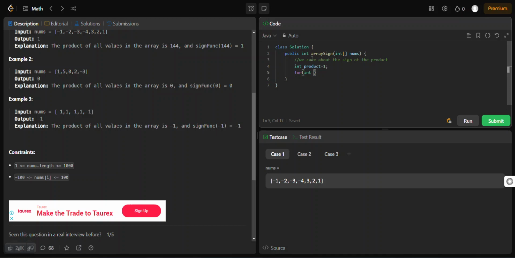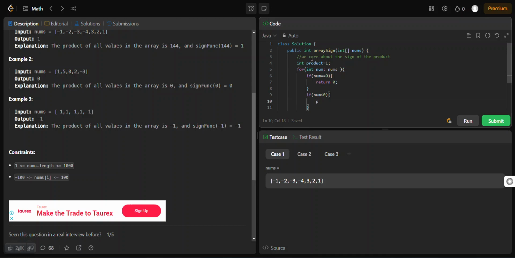And we are going to loop through this array. So first thing we are going to do is check if nums equals 0. We are going just to break the loop and return 0. Okay, but if nums is not equal to 0, if num is less than 0, we are going just to multiply the product by what? Because we only care about the sign, we are going to only multiply by -1, so negative. And now we can just return.